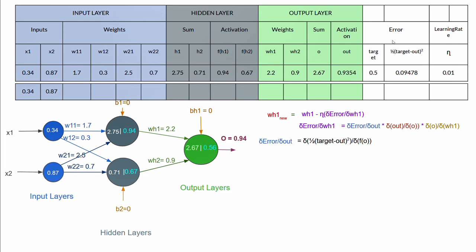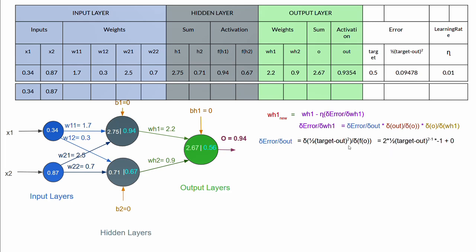We substitute the formula, which is related to f of o, which is the output. I think there is a mistake here. This should be out actually. So instead of o, it should be out.